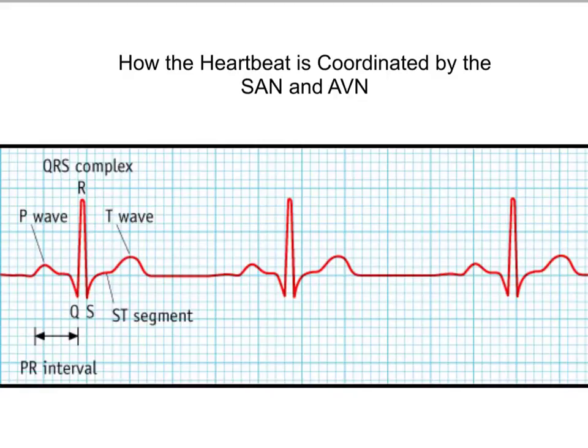Hello everyone, in this video I'm going to be talking about how the heartbeat is coordinated by the SAN, the sinoatrial node or pacemaker, and the AVN, the atrioventricular node. Now it's more than just touching upon the structure of the heart or the cardiac cycle and where blood goes to and from, as I've done in previous videos. This is actually what controls that blood flow. So how the heartbeat is initiated and what determines when part of the heart can contract.